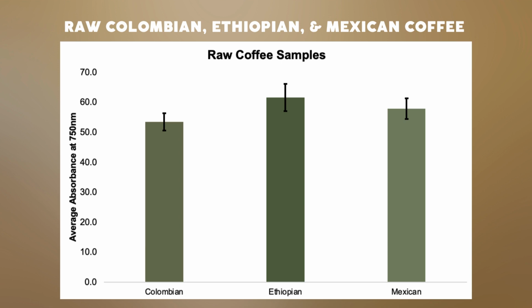As you can see, Colombia showed lower content of polyphenols, which was about 50, compared to Ethiopian and Mexican, which were about 50 to 60, which essentially showed the higher content of polyphenols in raw coffee. Geographical impact could be possible since Colombian coffee has shown the lowest polyphenol capacity.